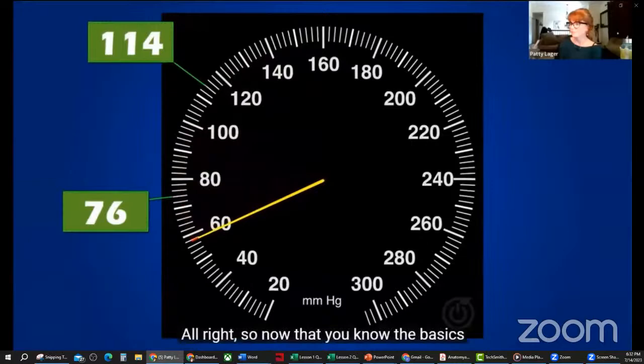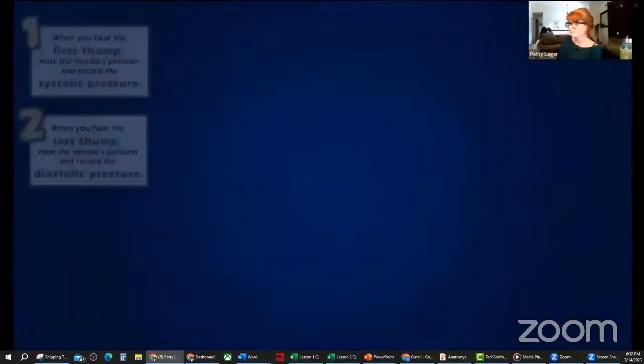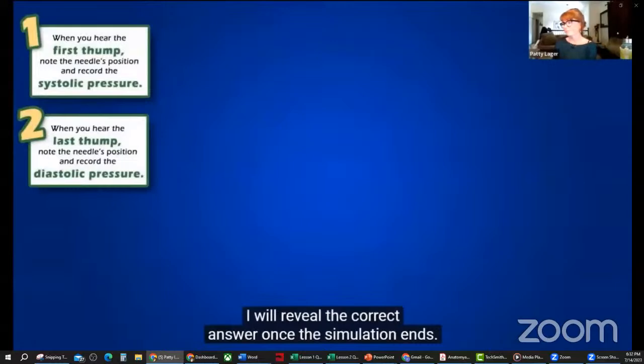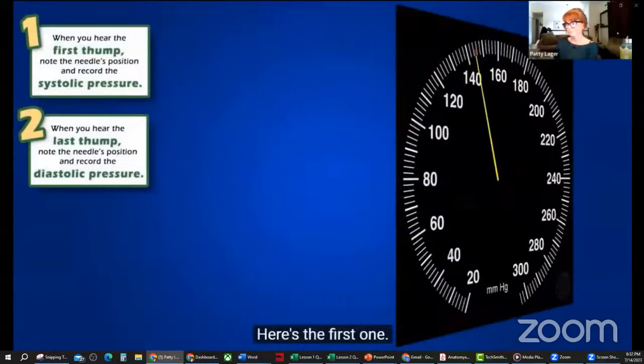All right, so now that you know the basics, let's try a few simulations. Listen closely and write down your answers. I will reveal the correct answer once the simulation ends. Here's the first one.